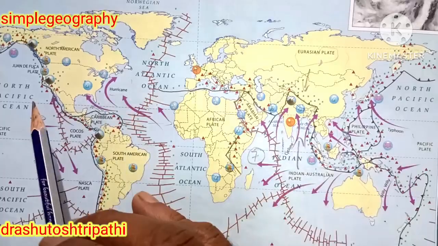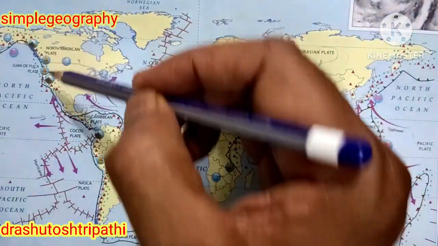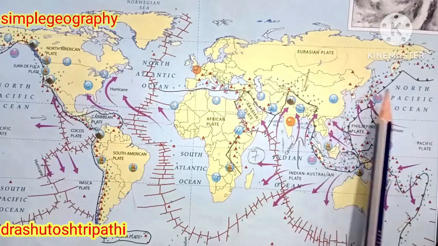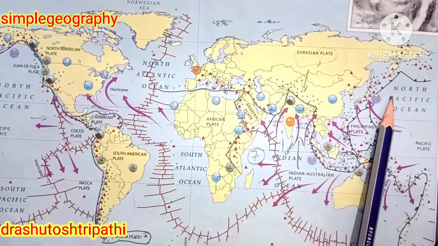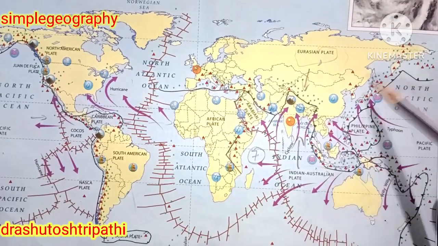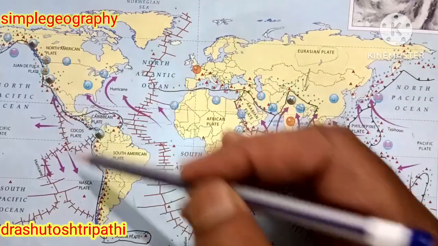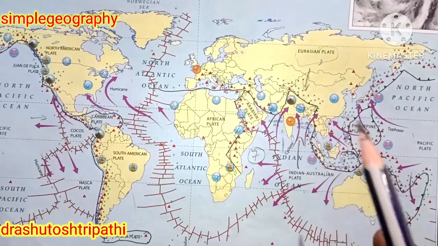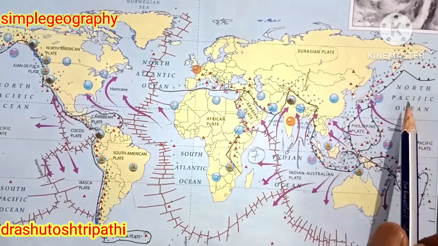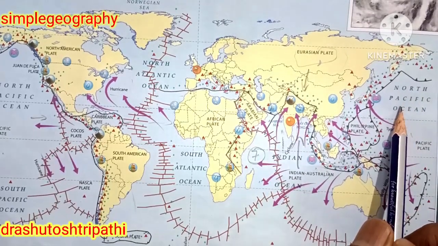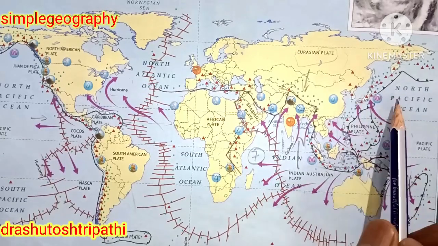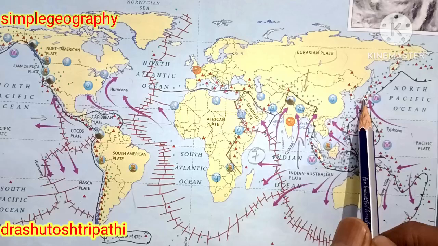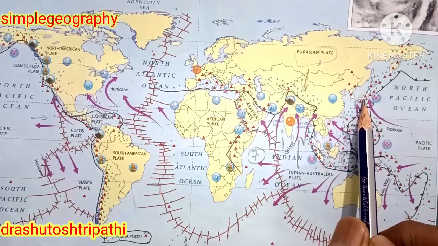As you see, a lot of volcanic activity takes place when the Pacific plate and North American plate, or Eurasian plate and the North American Pacific plate, collide with each other. A number of volcanoes erupted in this area, but there is no volcano here. Why? Because this is water and that is land. When these two plates collide, a huge amount of water goes inside, which causes volcanoes.